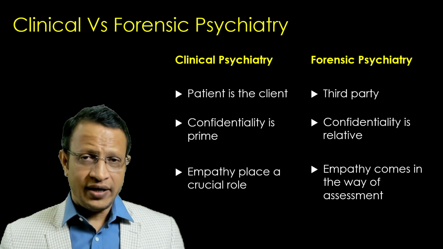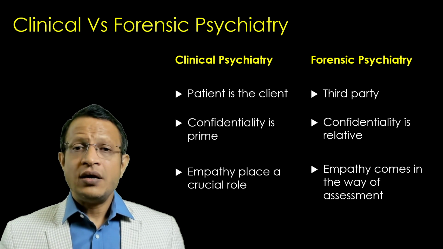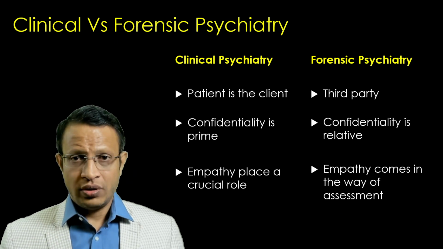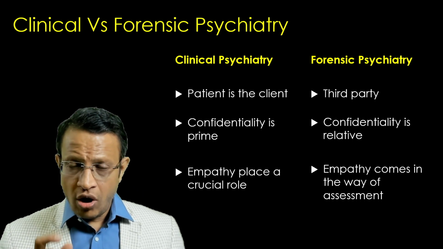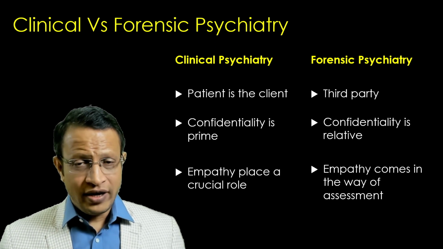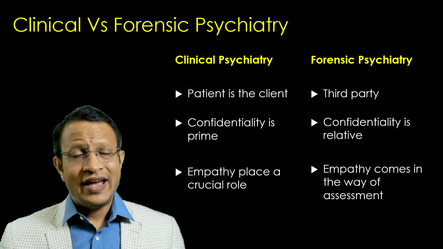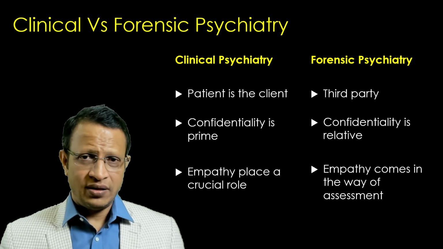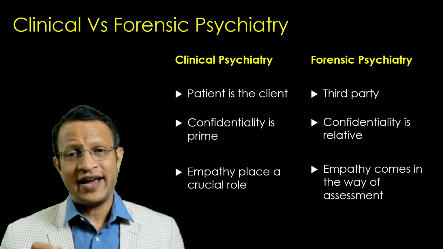Second important, confidentiality. In clinical psychiatry, confidentiality is prime. Whereas in forensic psychiatry, confidentiality is relative. You are under the obligation towards the public also. Under the oath and under the law, you need to disclose information to the law, mainly to the judiciary, only the relevant information to the relevant people. That means you will be breaking confidentiality. In clinical psychiatry, empathy plays a crucial role. But in forensic psychiatry, there have been arguments saying that empathy comes in the way of assessment and giving opinion in the court of law. So these are very important crux differences between clinical psychiatry and forensic psychiatry.